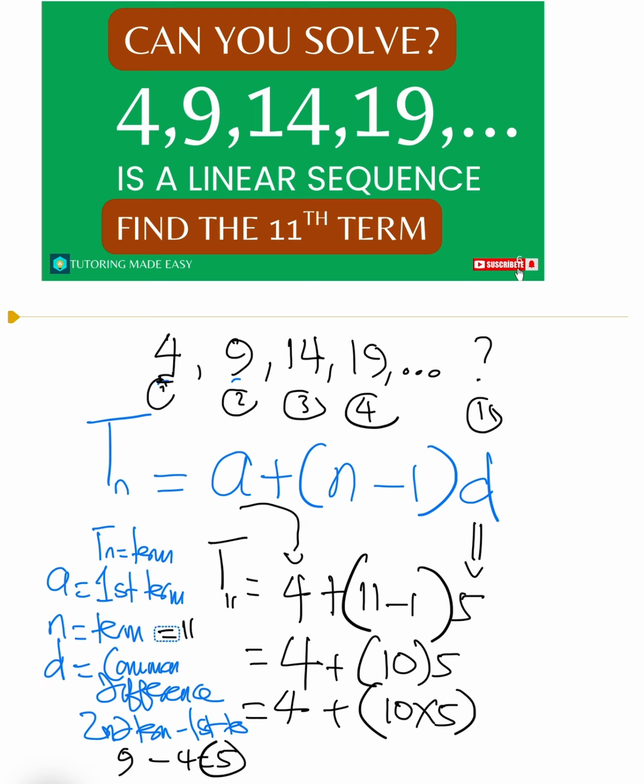And then use your BODMAS. You're going to do 10 times 5 to be 50. And then it's going to be 4. And when you add that, we get 54. So it means that when we continue this sequence, the 11th term is actually 54.